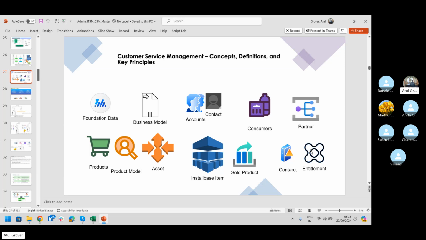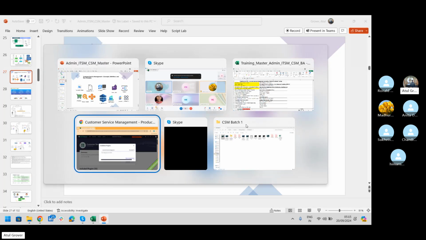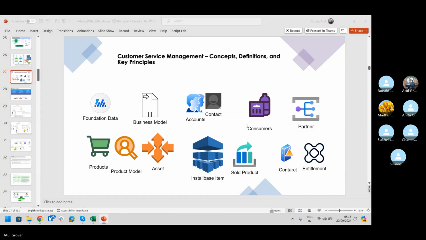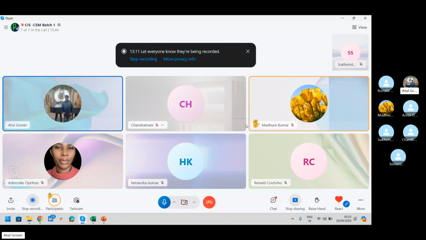As I'm saying, all these points are equally important to understand because they hold a very vital place in the CSM part. Let's see what about our plugin. Okay, it's going on. Take time. Sorry. Go ahead, Madhuri.